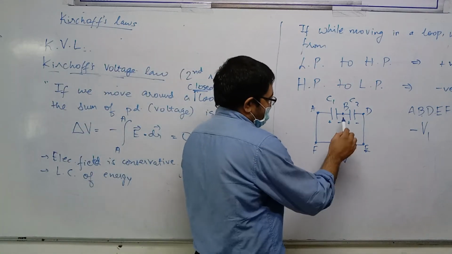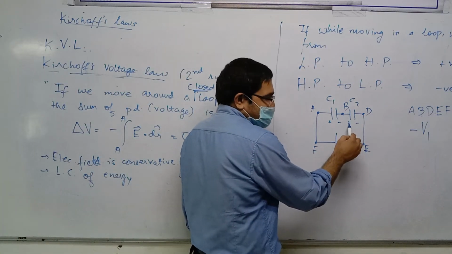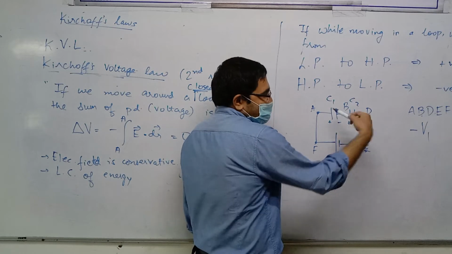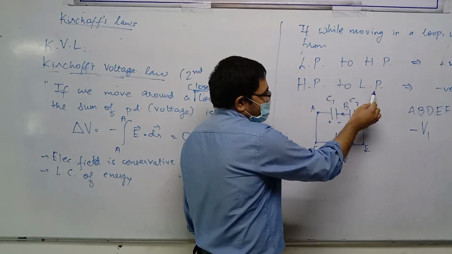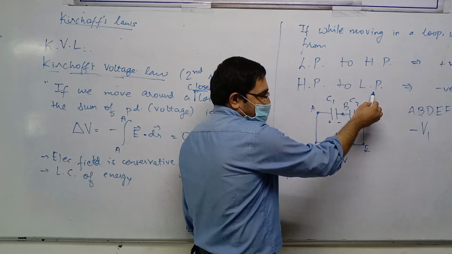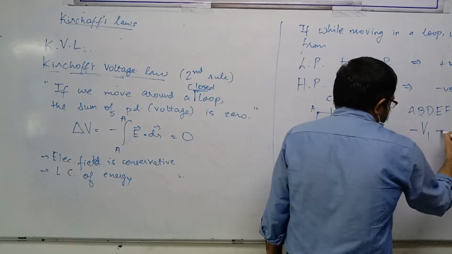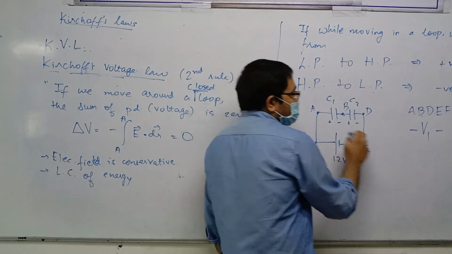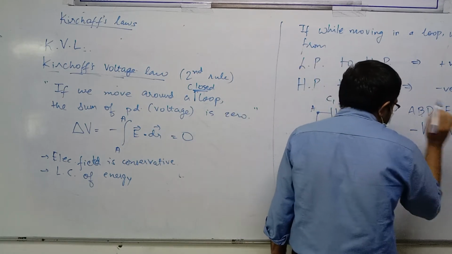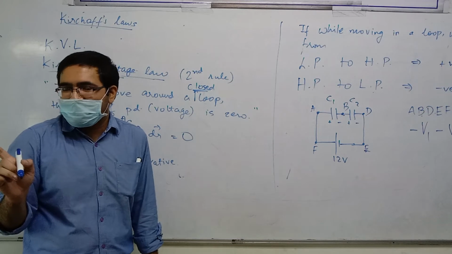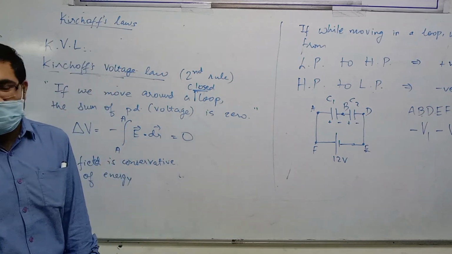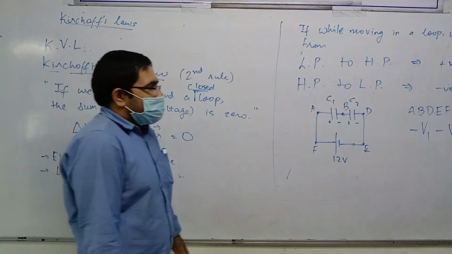Let me still clarify it. We are going from the positive to the negative, which means we are going once again from high potential to low potential. Clear or not? That means we should write negative. Negative what? V2, the voltage of this capacitor. Did you understand? Yes or no? Yes. Sure. Okay.